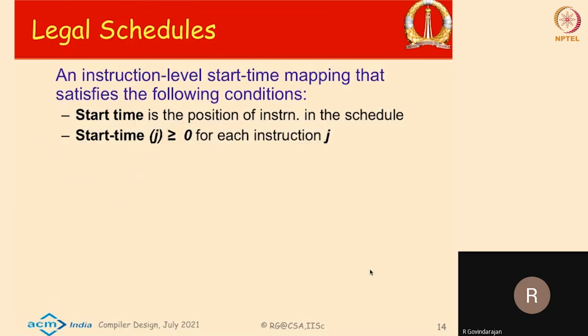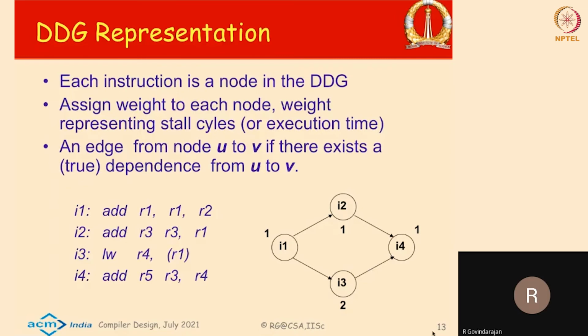So what is a legal schedule? A legal schedule is one in which a node is allowed to execute only after its predecessor nodes have produced the value. For example, here the node I4 can execute only after I2 and I3 have produced the value. So this is the true dependence that we are talking about, because I4 is dependent on both I2 and I3. Unless I2 and I3 have completed their execution and produced the value, I4 cannot start its execution.